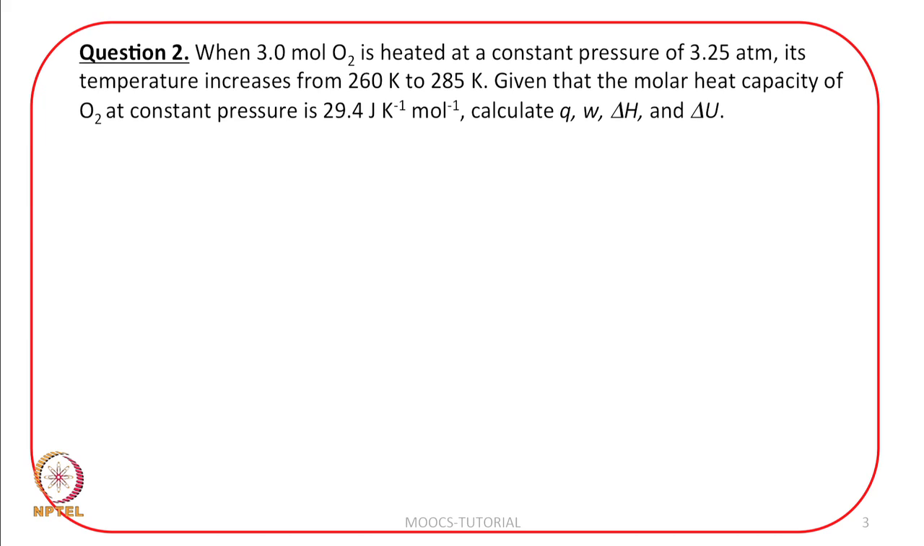Now, it is a question when the pressure is held constant. When 3 mole of oxygen is heated at a constant pressure of 3.25 atmosphere, its temperature increases from 260 Kelvin to 285 Kelvin. Given that the molar heat capacity of oxygen at constant pressure is 29.4 joules per Kelvin per mole, calculate Q, W, delta H and delta U. And also let us assume that the oxygen gas is behaving ideally.